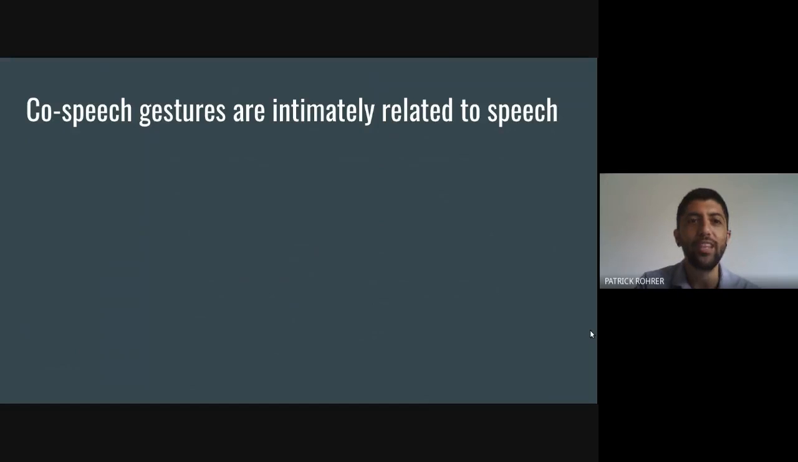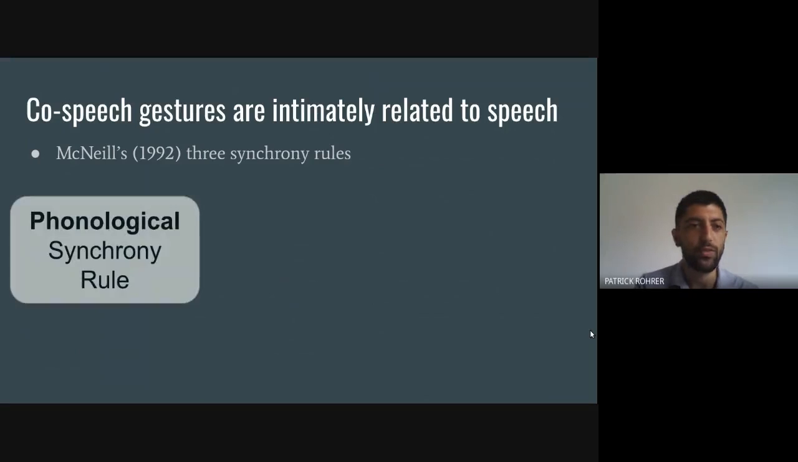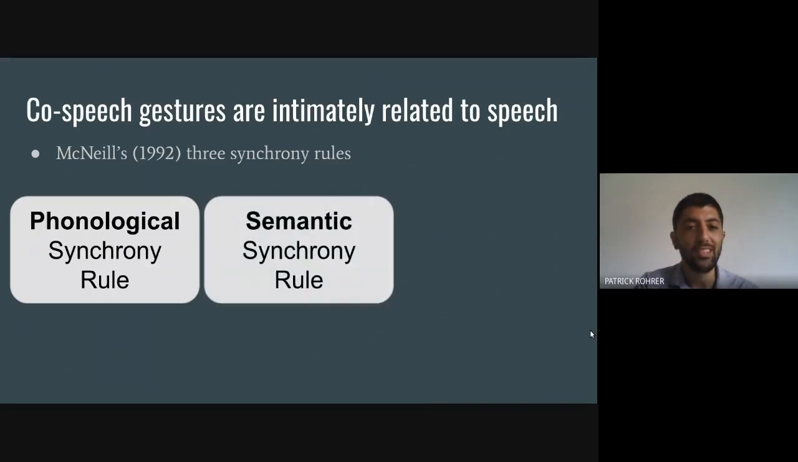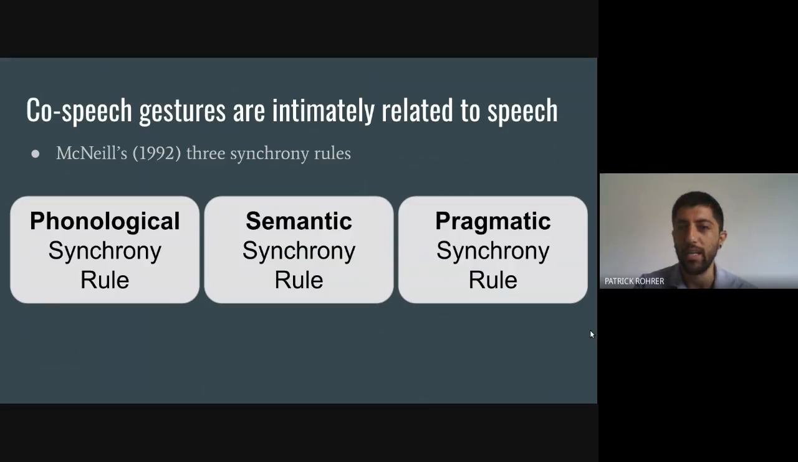And we know that one of the arguments for this really close relationship with speech were McNeill's three synchrony rules. So of course we have the phonological synchrony rule that says that the stroke must co-occur with a stressed syllable or come just before it. We also have the semantic synchrony rule, which says that the semantic meaning in a gesture must go along with the semantic meaning in speech, and similarly for the pragmatic meaning of gesture going with the pragmatic meaning of speech for the pragmatic synchrony rule.